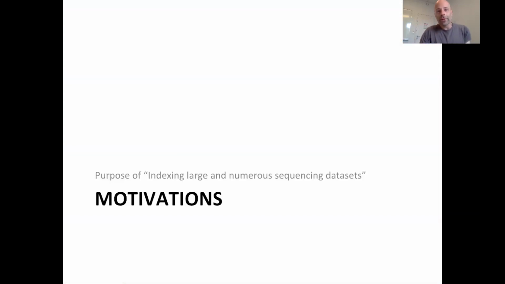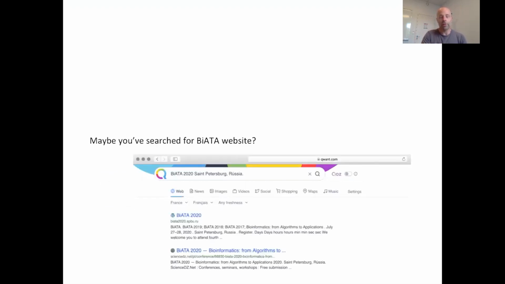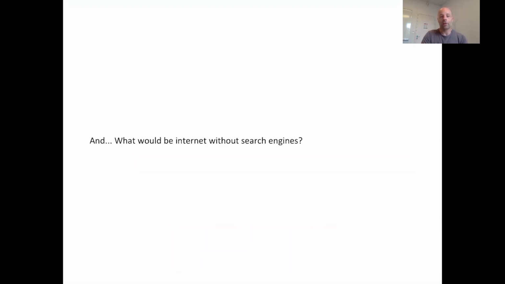Okay, let's start with a small motivation on why we would like to be able to index large and numerous sequencing datasets. Well, this is really simple actually. I'm sure you use search engines on the internet daily. For instance, here I've searched for Biata 2020. But can you imagine what the internet would be if we did not have those search engines? I would say not useless, but almost useless. We would not be able to access information that is stored on the internet.